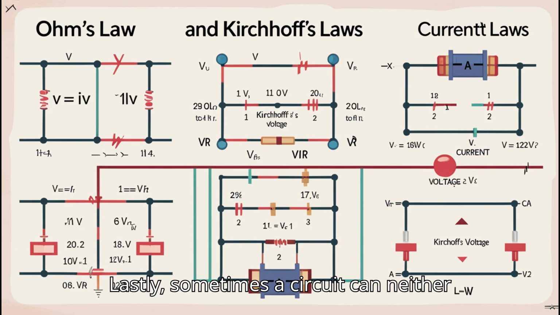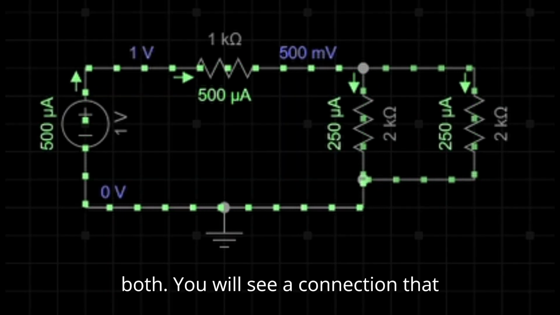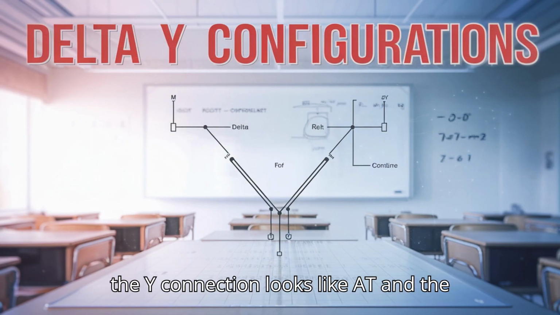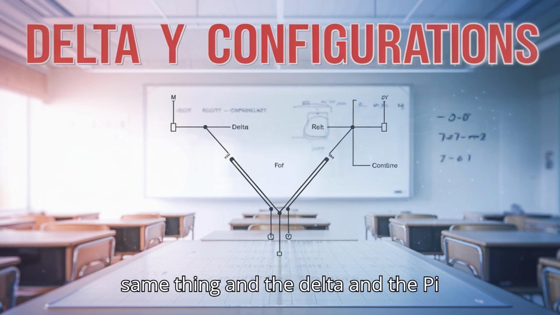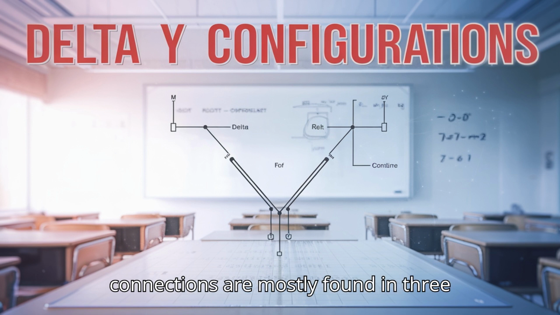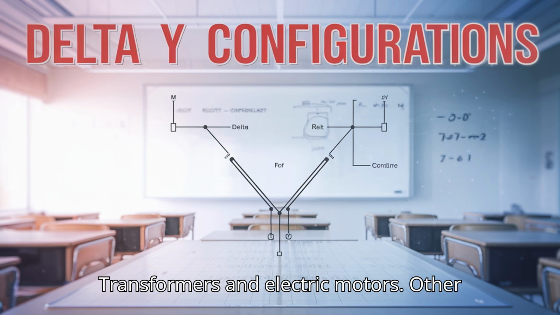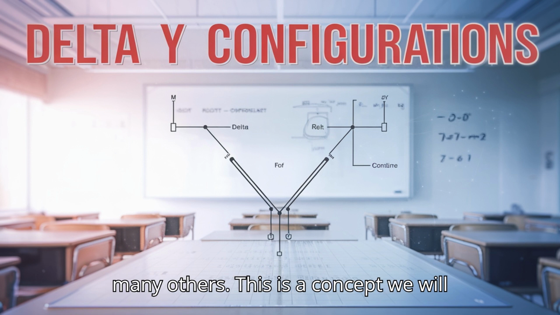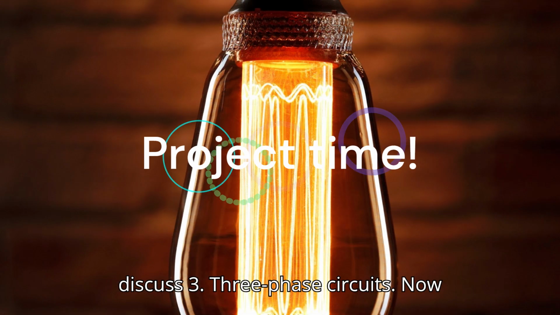Lastly, sometimes a circuit can be connected neither in series nor parallel nor both. You will see a connection that looks like a letter Y or delta. Sometimes the Y connection looks like a T and the delta connection looks like the number pi. The Y and the T connections are the same thing, and the delta and the pi connections are the same thing. The connections are mostly found in three-phase applications like power transformers and electric motors. Other applications include electric filters and many others. This is a concept we will further explore in detail when we discuss three-phase circuits.